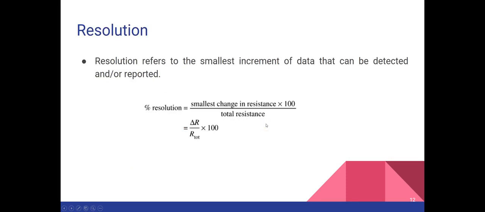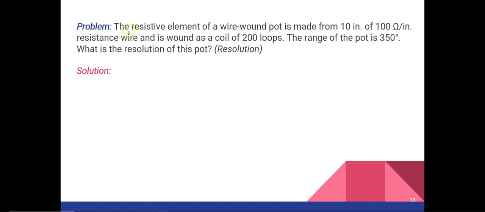Now next we have is the resolution. Resolution refers to the smallest increment of data that can be detected and or reported. In a digital system, resolution refers to the value of the least significant bit, because that is the smallest change that can be reported. The formula for resolution is the smallest change in resistance divided by the total resistance and multiplied by 100, which gives it in percentage. So this is the same thing, delta R by R total into 100. Now let's see one problem based on resolution.